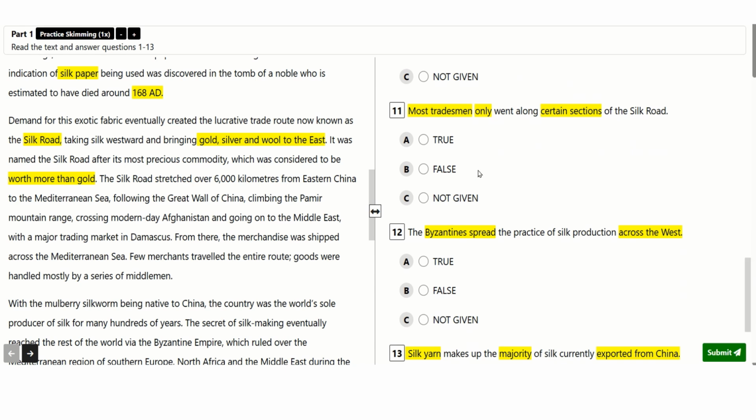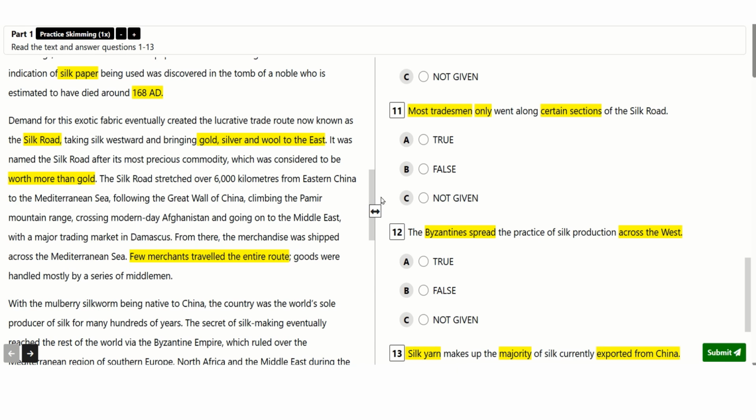Next, most tradesmen only went along certain sections. Okay, stretched over 6,000 kilometers, following the Great Wall of China, with the major trading market displays. Merchandise was shipped. Few merchants traveled the entire route. Goods were handled mostly by a series of middlemen. Okay, if we read here, they are talking about traveling the road.